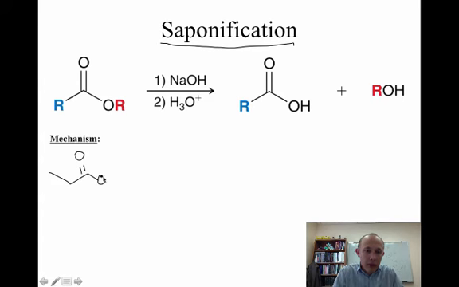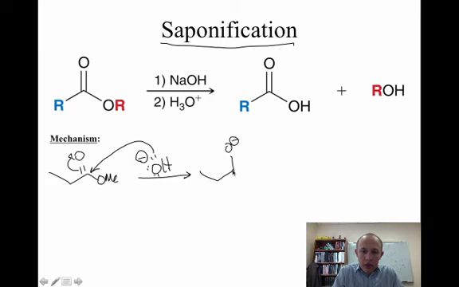If we had methyl propanoate, we react it with sodium hydroxide, right? Now hydroxide is sufficiently nucleophilic that we don't need any additional push for it to attack as a nucleophile. Reformation of our double bond kicking out methoxide gives us a carboxylic acid, right?